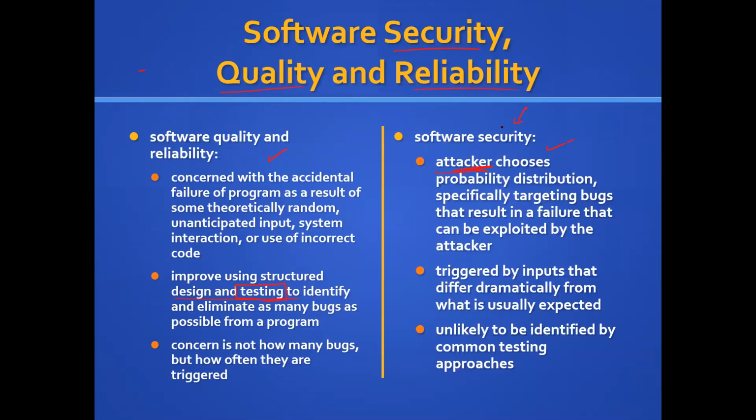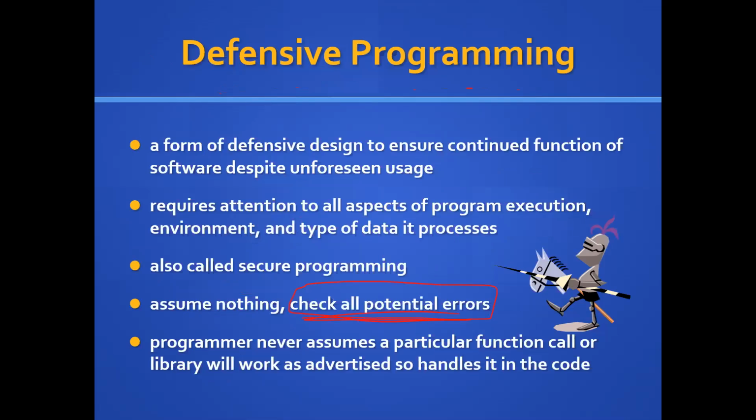but I will do some discussions on what's called white box testing, gray box testing, and black box testing. And we're going to look at how those approaches are really good to detect errors, both for reliability and security. Okay, so the idea is that you kind of have to be a little bit paranoid, if you will, about checking for potential errors. So a programmer should never assume a particular function call or library will work as advertised. So you have to handle it with your own code.